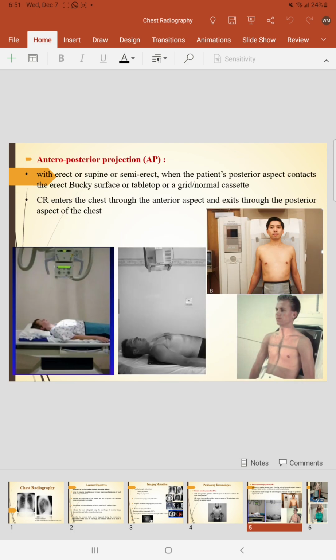Anteroposterior projection, AP projection. With erect, supine or semi-erect position, the patient's posterior aspect contacts the erect bucky surface or tabletop, or a grid or normal cassette. Central ray enters the chest through the anterior aspect and exits through the posterior aspect of the chest. You can see these radiographs.